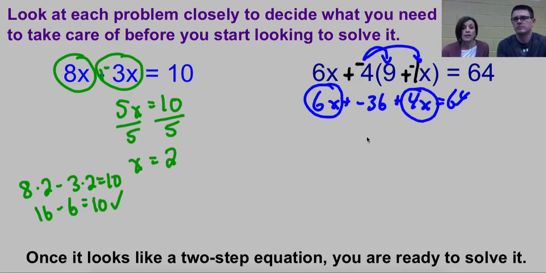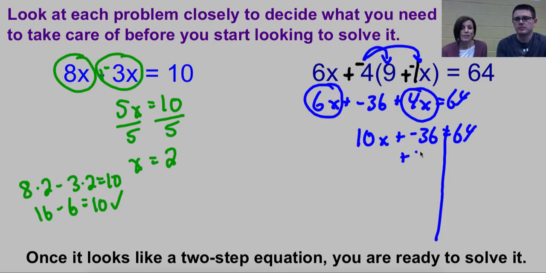We're going to then combine our variables. 6x plus 4x is 10x. 10x plus a negative 36 is equal to 64. And we're back to our two-step ready to solve. To undo a negative 36, we're going to add 36 to both sides.